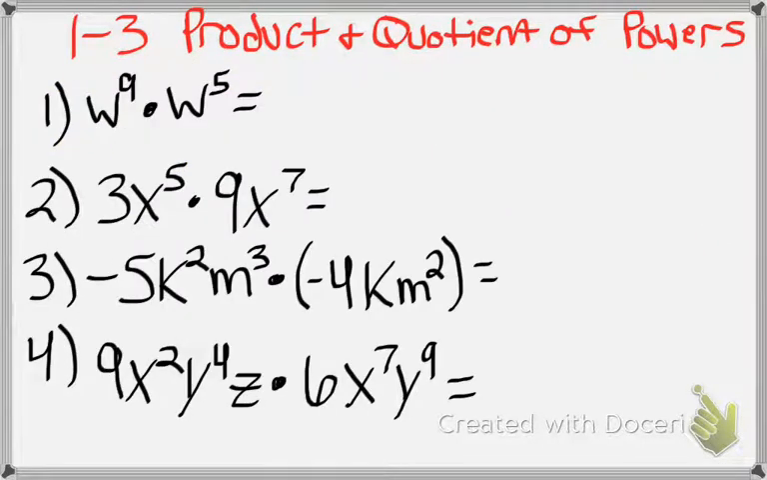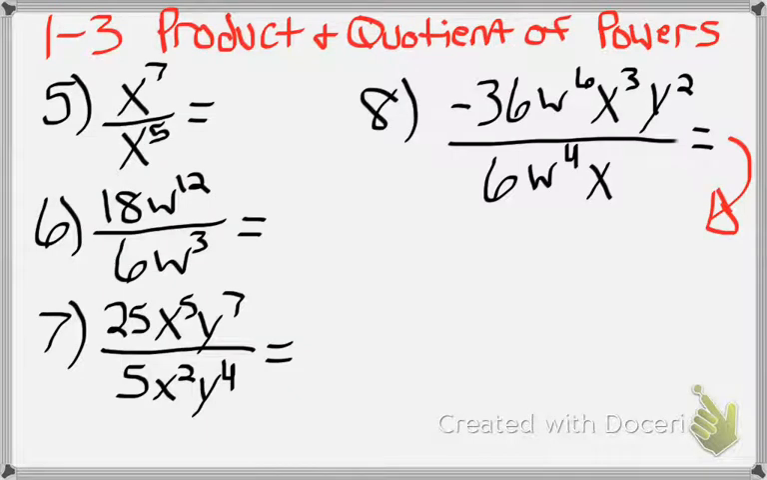As a brief reminder, when you multiply with common bases, the common bases being the w's, you're going to add those exponents. So that's going to be w to the 9 plus 5 power. So I already gave away the first one. As a brief reminder also, when dividing with common bases, the common base being the x, you're going to subtract those exponents. So that's the hint you're going to get.